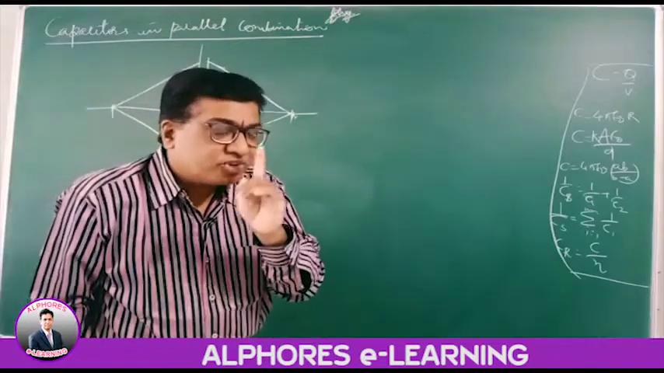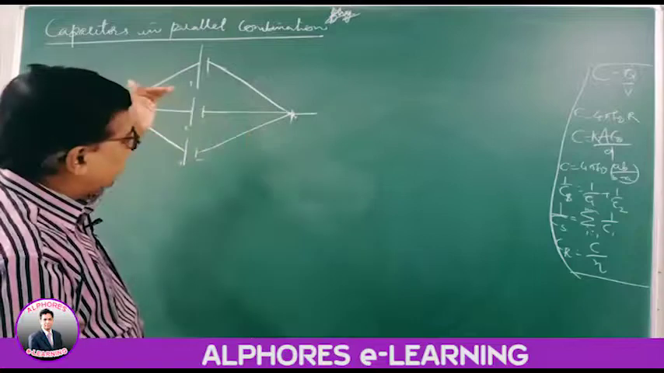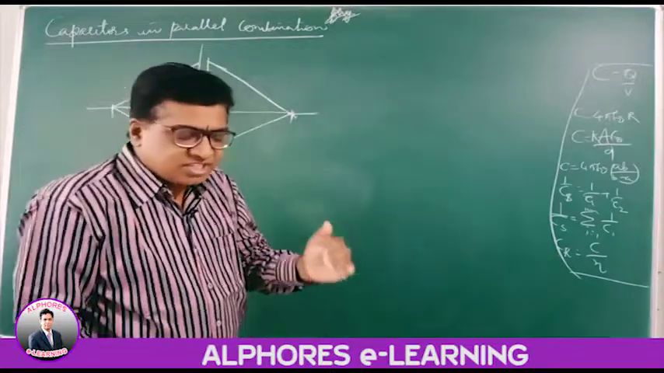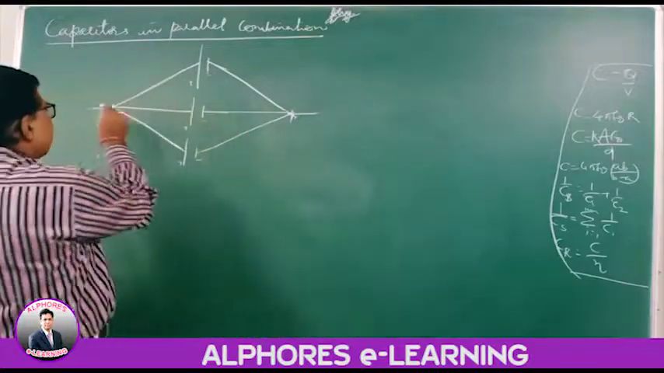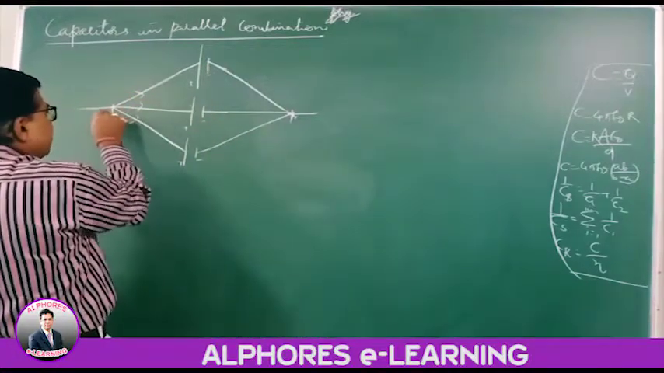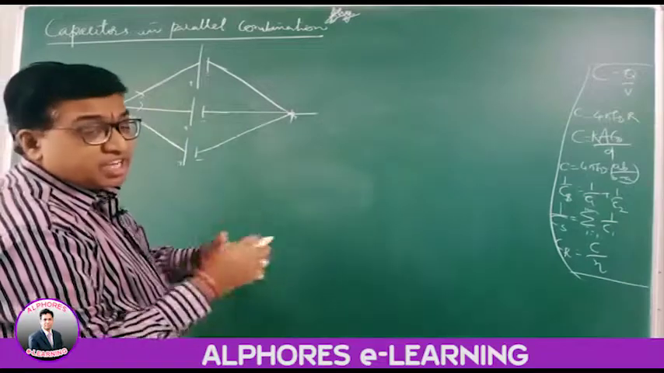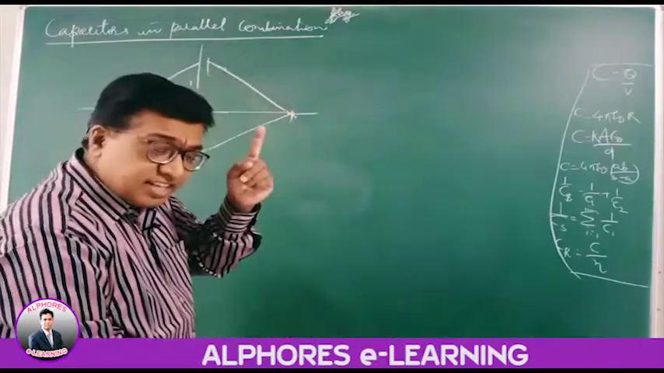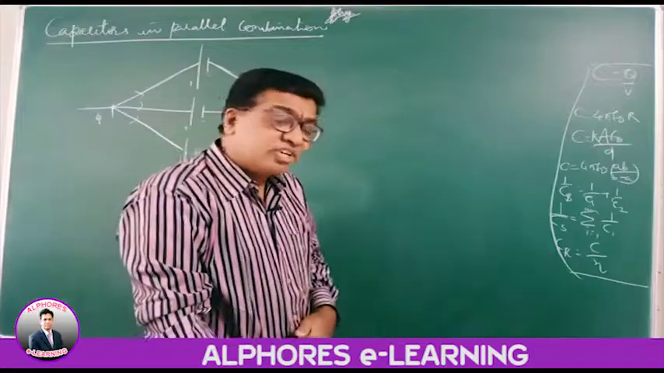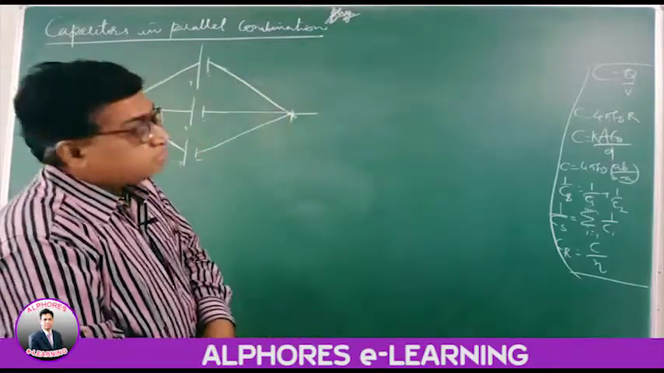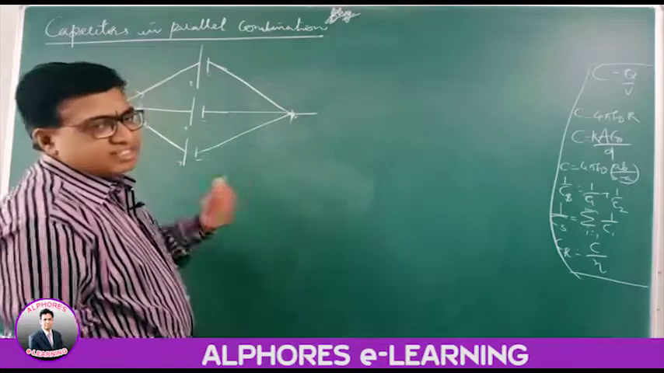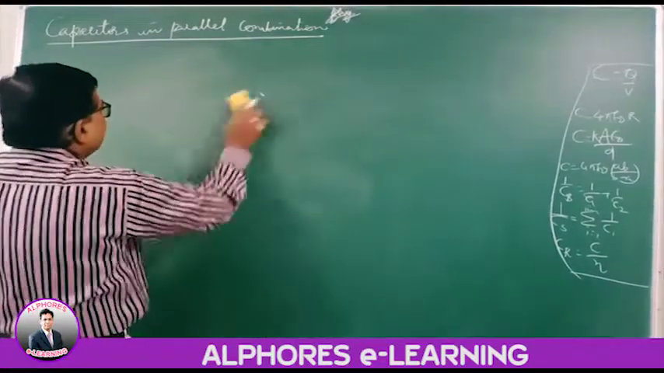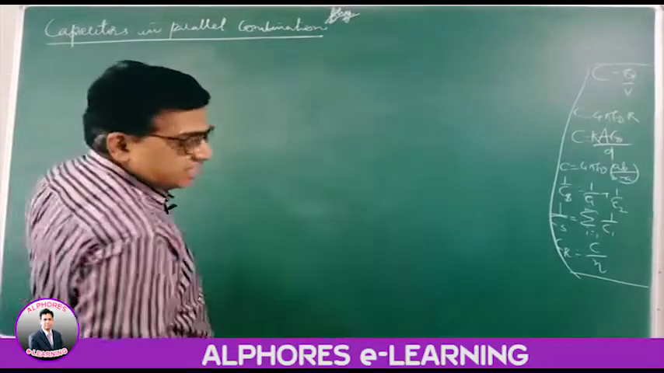In parallel, potential always remains constant. For all the elements, the potential is the same. In parallel, potential remains constant, but the current coming will get distributed. The current is distributed, charge is distributed. So in parallel combination, current is different. In series, current is constant, potential is different. But in parallel, potential is constant, the currents are different. So these are the 2 major points which you have to remember. Applying that, you can find out the resultant capacity.